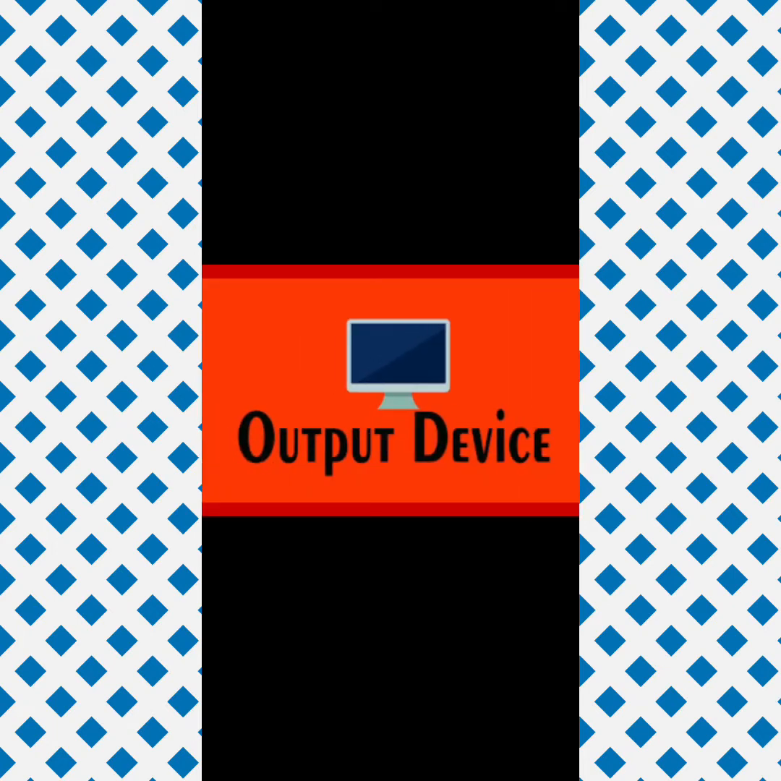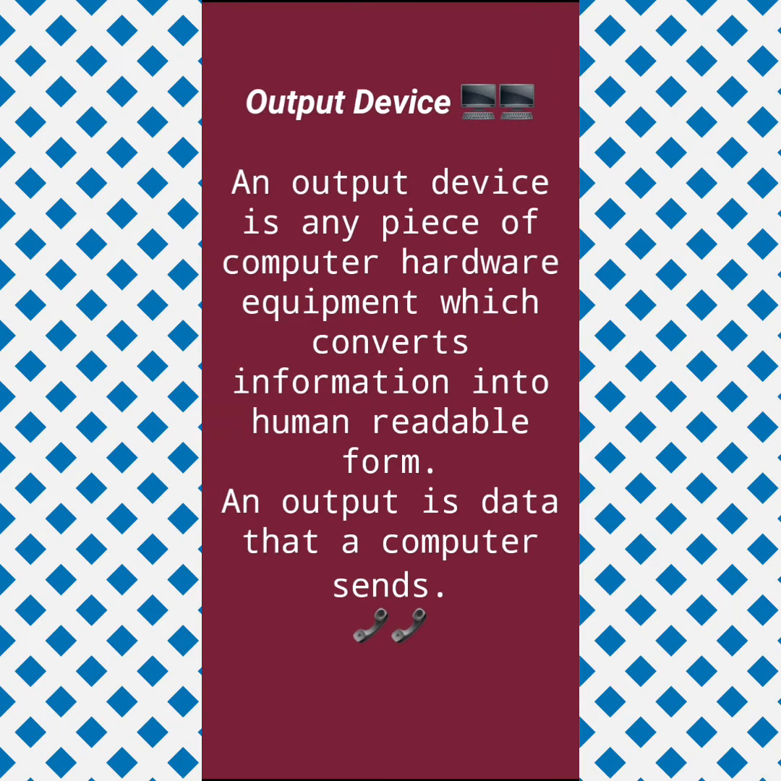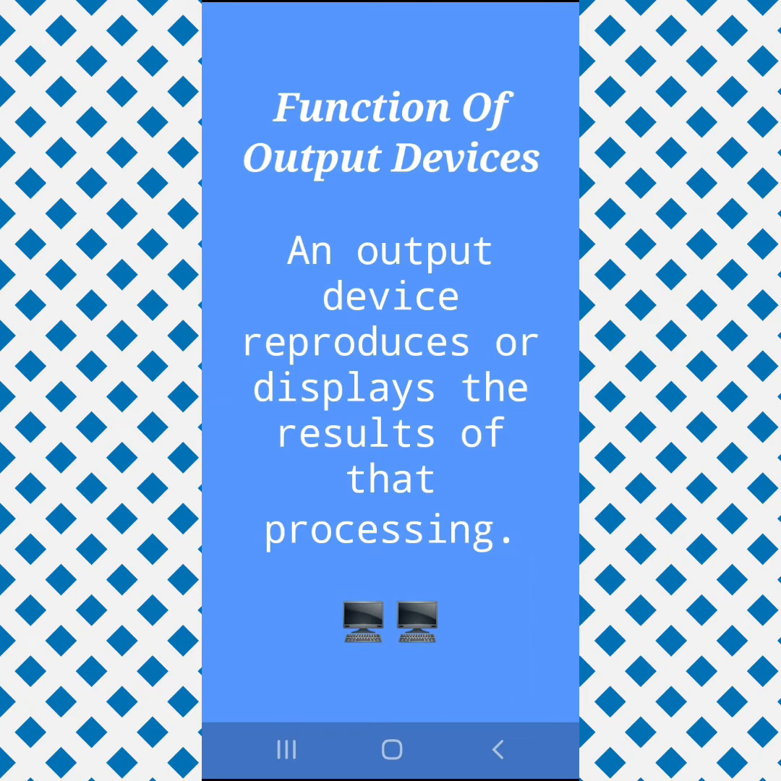Now let's learn about output devices. So what is an output device? An output device is any piece of computer hardware equipment which converts information into a human readable form, and output is data that a computer sends. So what is the function of output devices? An output device reproduces or displays the results of that processing.